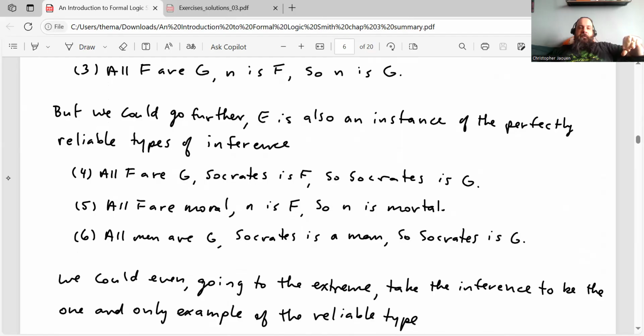Example 5, all F are moral. Sorry, it should be mortal, not moral. Let me just fix that.